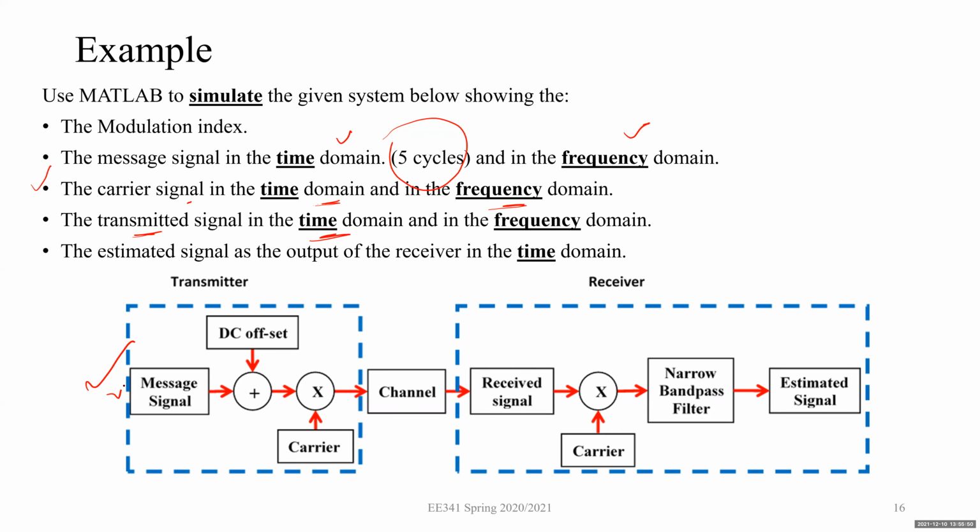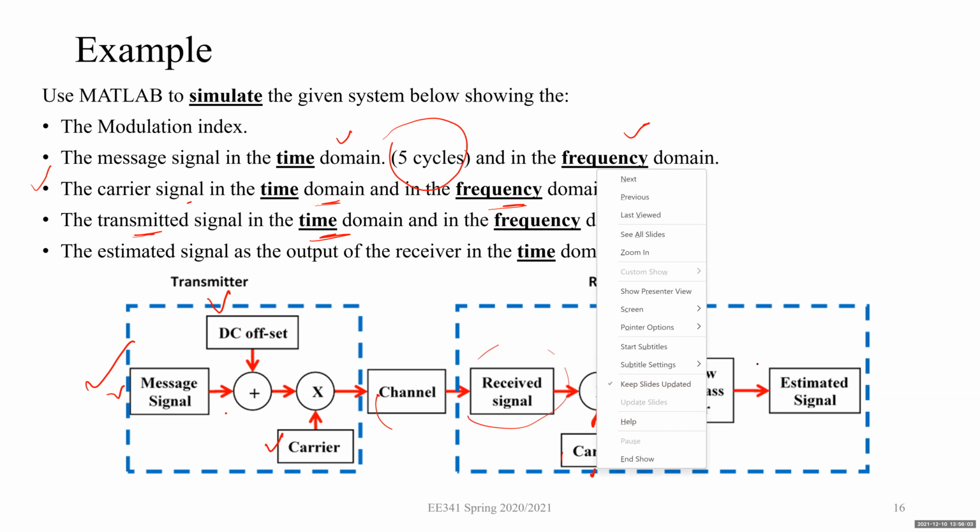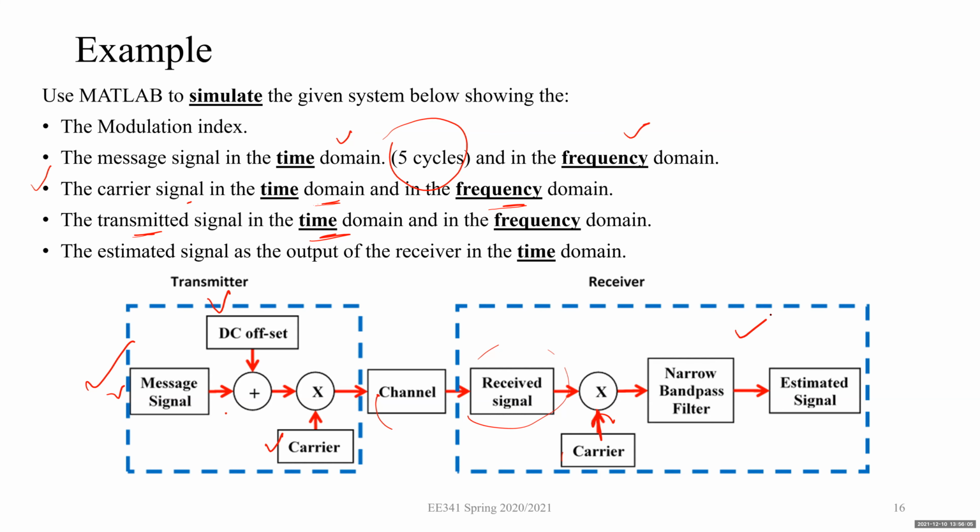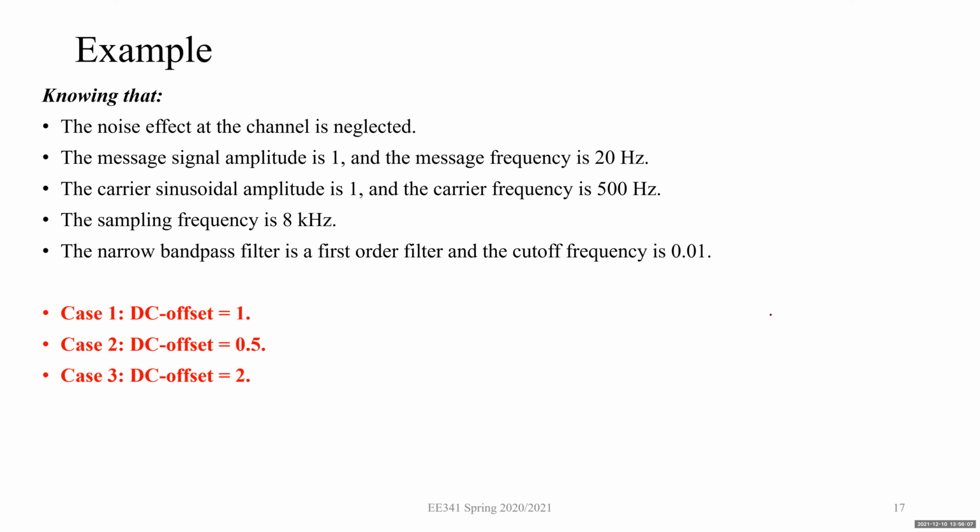First of all, we will generate the message signal, we will generate the carrier signal, we will add the DC offset to the signal, then we will pass it through the channel, and then we will multiply the received signal with the carrier, then pass it through the narrow passband filter. We have to check for different DC offsets. So what will be the effect of these DC offsets?